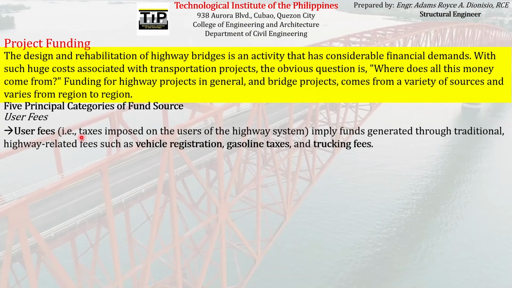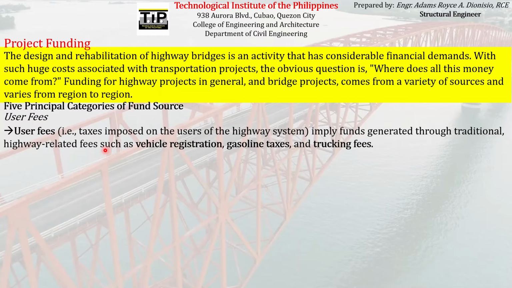User fees, like for example, taxes imposed on the users of the highway system, imply funds generated through traditional highway-related fees such as vehicle registration, gasoline taxes, and tracking fees. So user fees, just like what I've said, are usually one of the sources of fund for a highway bridge project. So when we say user fees, these are usually taxes imposed on the users of the highway system.